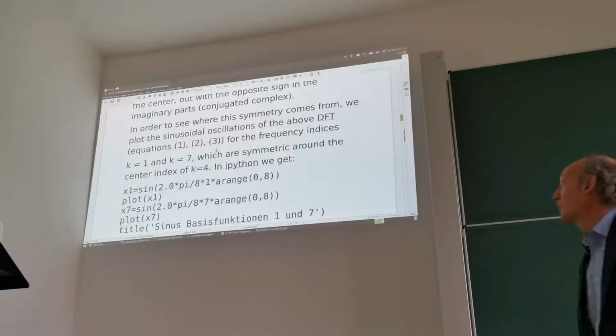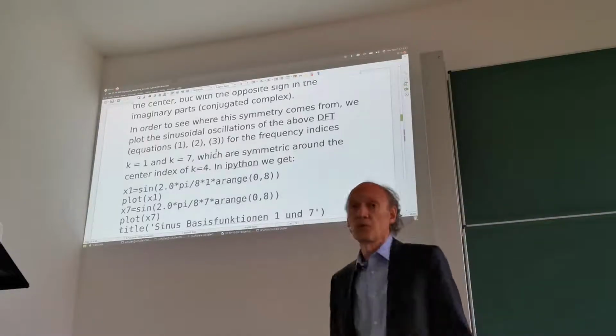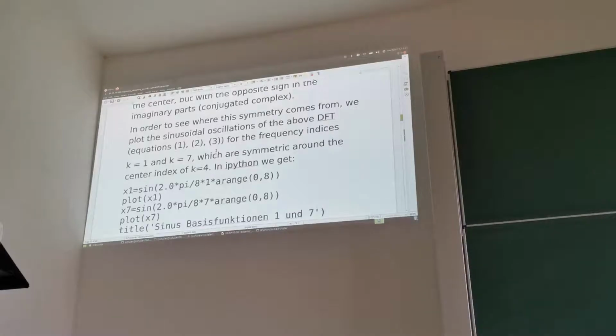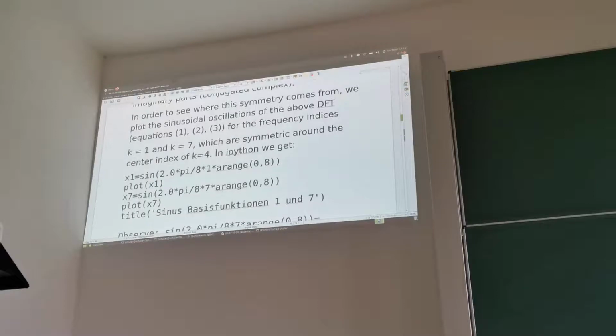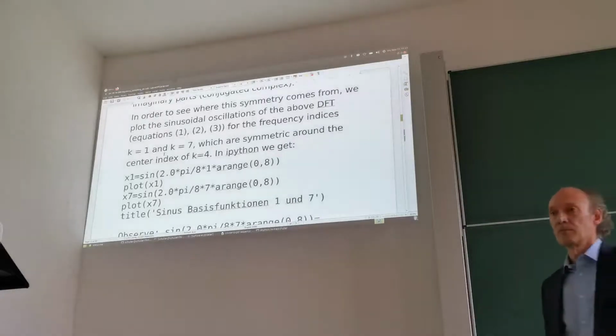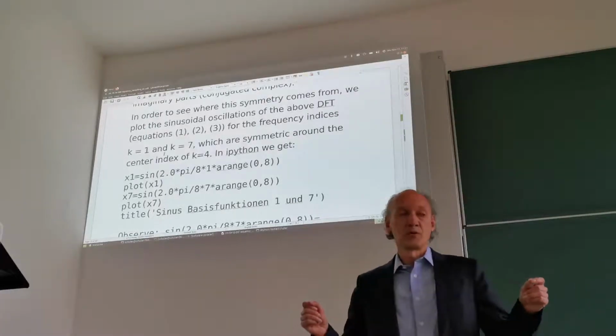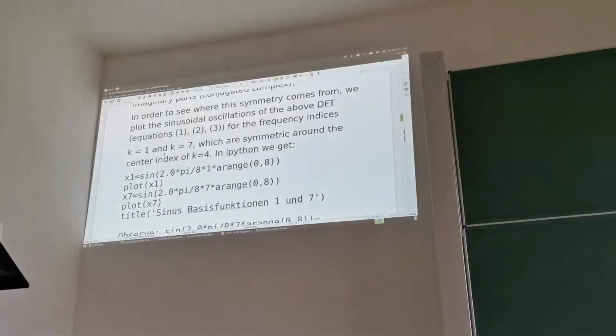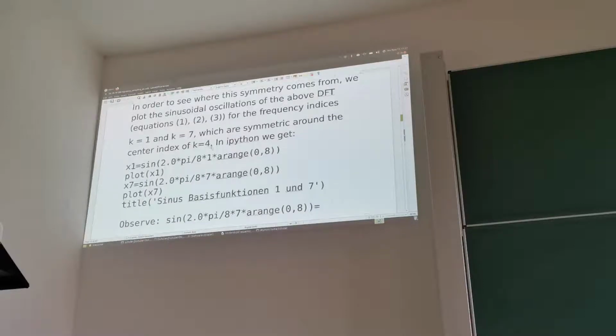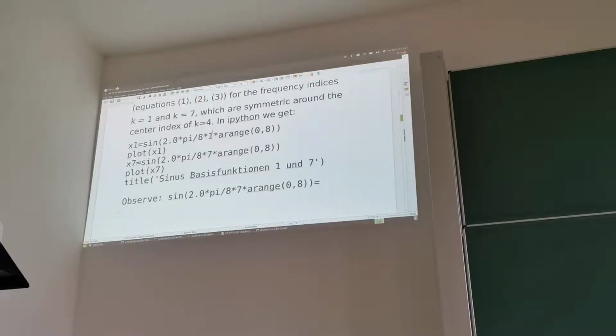Yeah, and we can also easily see where this symmetry comes from by looking at the sinusoidal oscillations of the FFT. For the frequencies, for instance, k equals 1 and k equals 7. Right? So they should be symmetric. This is one of the symmetric pairs. They're symmetric around the center k equals 4. So in IPython, we can plot the two. Here you can see I use k equals 1, and here you can see I use k equals 7.